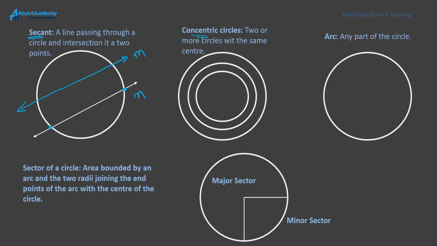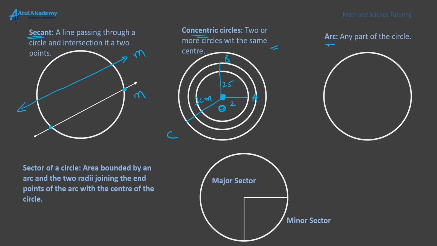Concentric circles. Over here, if you see, the center of all these circles is the same. The radius of this is, let's say, 2 centimeters. The radius of the second circle, let's say 2.5 centimeters, and the radius of the third circle, let's say 3 centimeters. So OA, OB, OC. All these circles have the same center. The radii are different, but the center is the same.